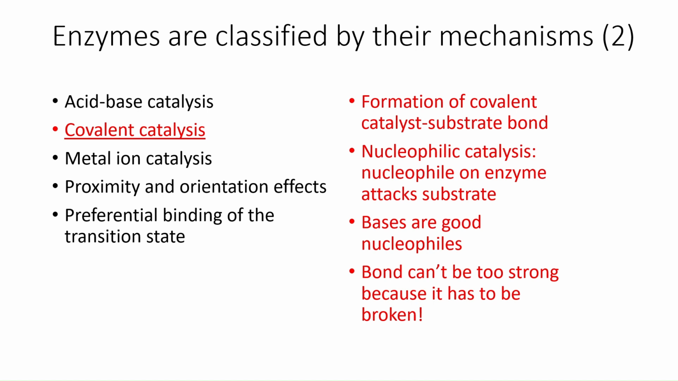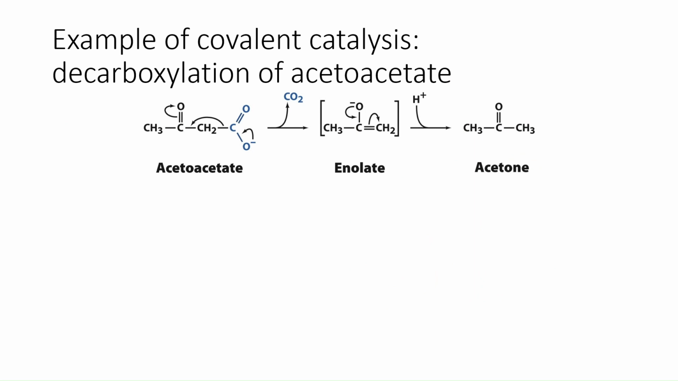However, in the course of making this covalent bond between the catalyst and the substrate, it's important to remember that that bond eventually has to be broken to release the product. And so the enzyme, during this covalent catalysis substrate bond formation, can't make the bond be too strong because that bond does have to get broken at the end. So let's look at an example of covalent catalysis. And this is the reaction which is decarboxylation of acetoacetate.